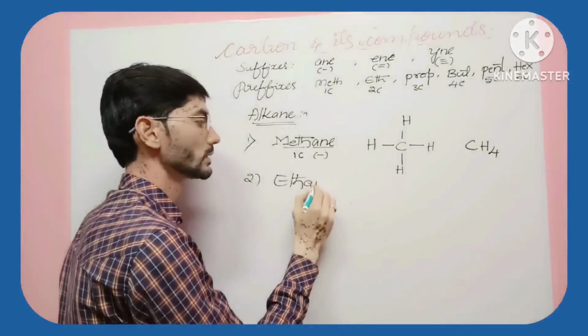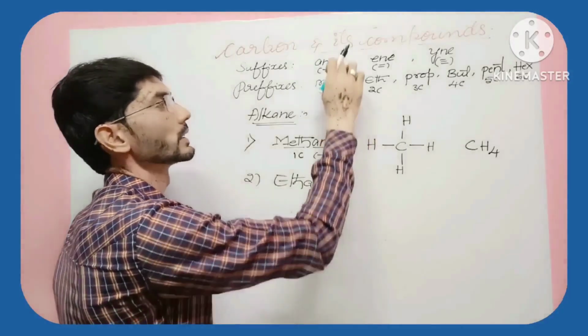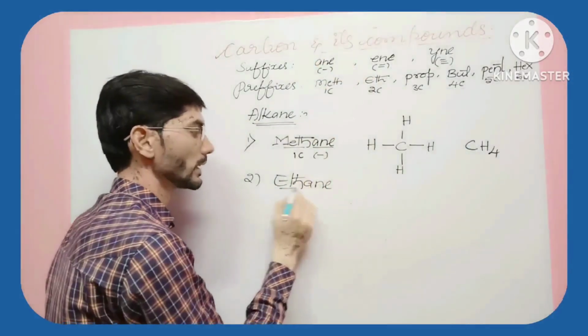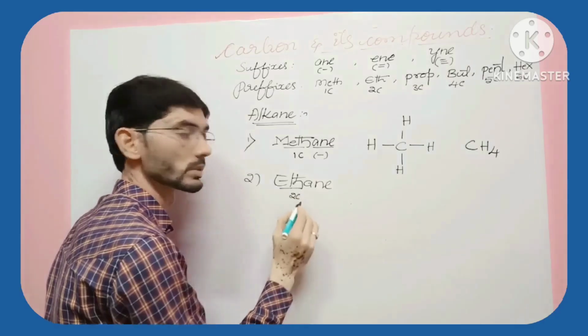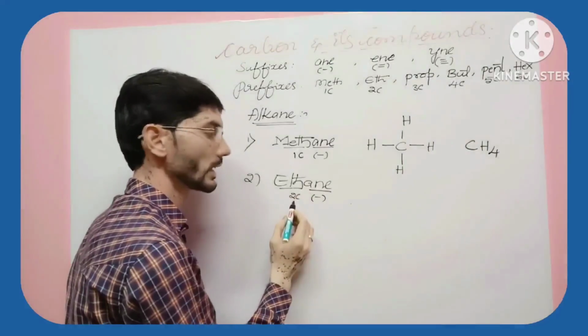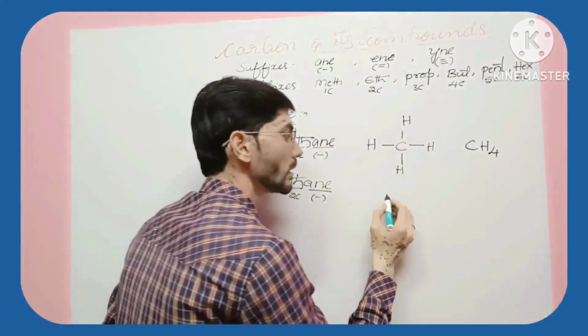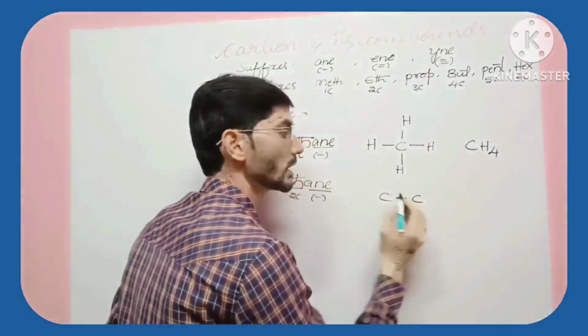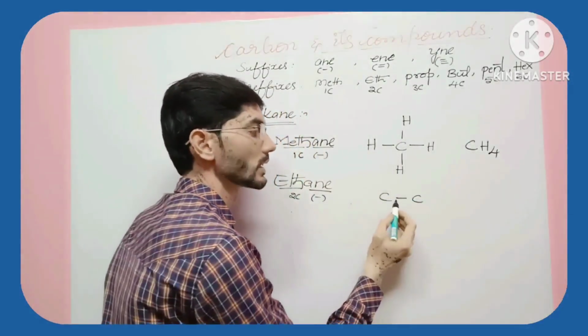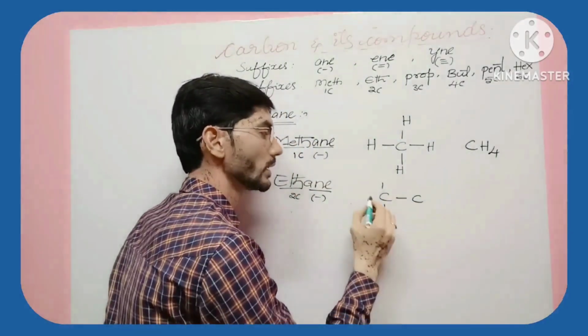The second one is ethane. Eth means two carbon atoms. ANE means it is a single bond. Now let's write the first two carbon atoms: carbon atom, carbon atom. A single bond you have to put in between the carbon atoms. Now balance the tetravalency. 1, 2, 3, 4.